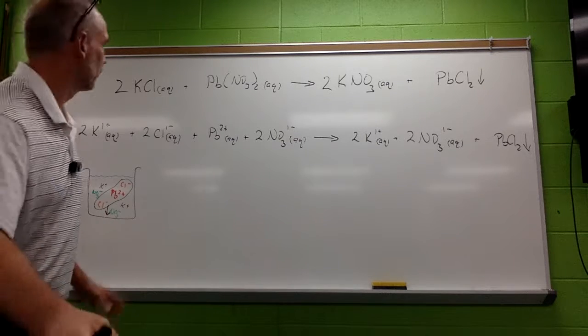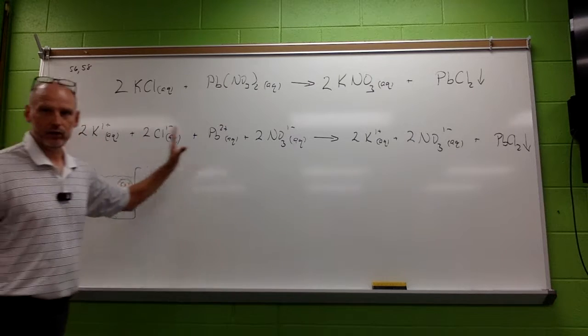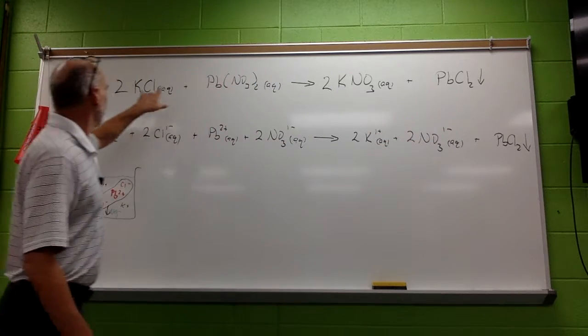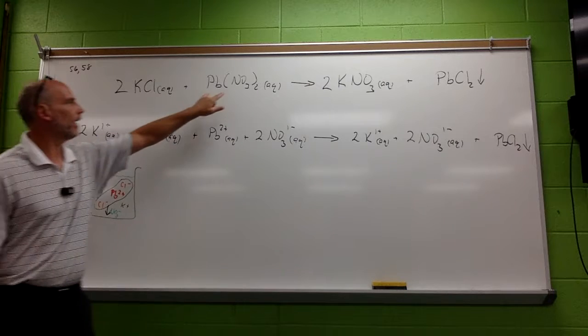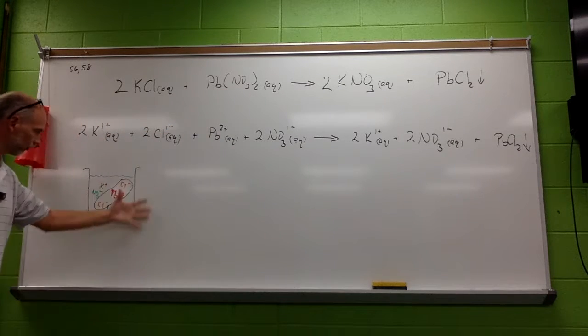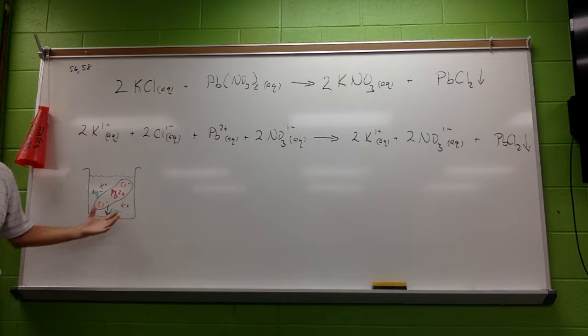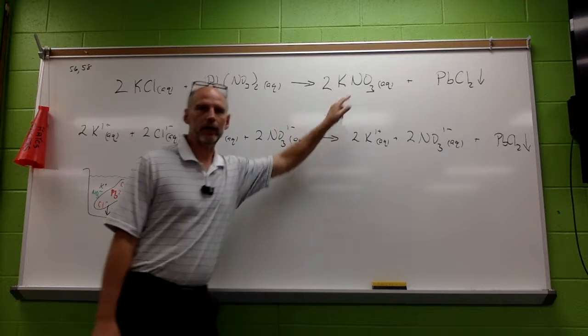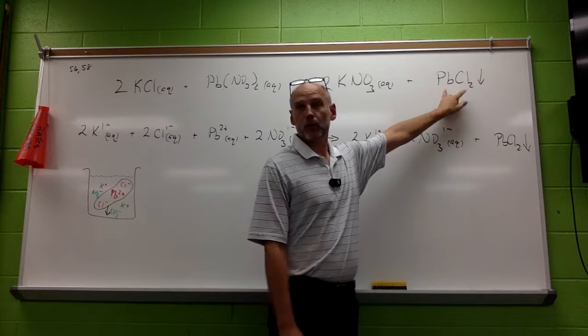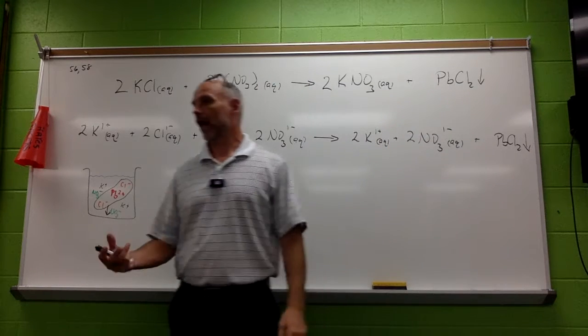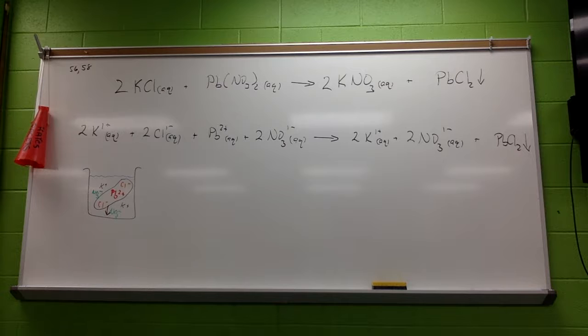So let's walk through this. What changed? Did we see any potassium chloride in the solution? No, because it all dissociated. Did we see any lead nitrate in the solution? No, because it was all dissociated prior to us even getting to it. Did we see any potassium nitrate in the solution? Do we see any lead chloride in the solution? Yeah, it's going to be a solid that eventually works its way and settles on the bottom as a precipitate.